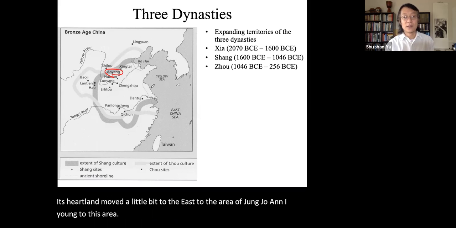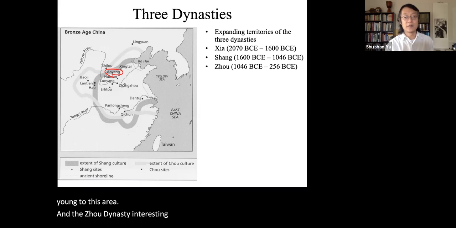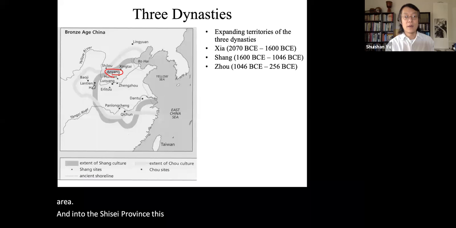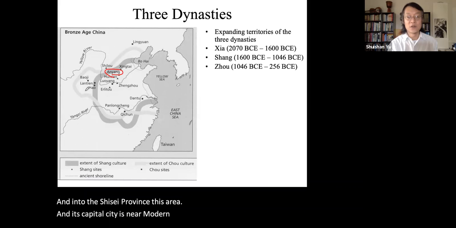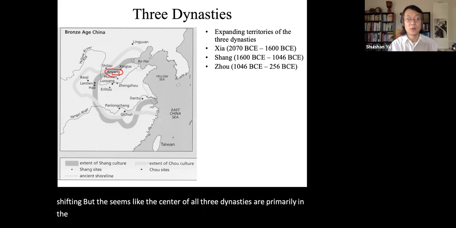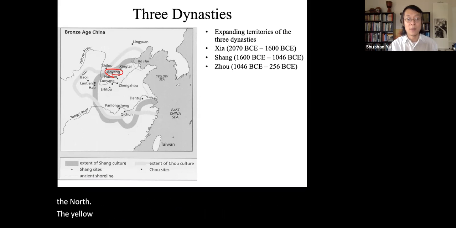And the Zhou dynasty, interestingly, originated from further western area and into the Shanxi province, this area, and its capital city is near modern-day city of Xi'an. So their heartland are shifting, but seems like the center of all three dynasties are primarily in the north, in the Yellow River areas.